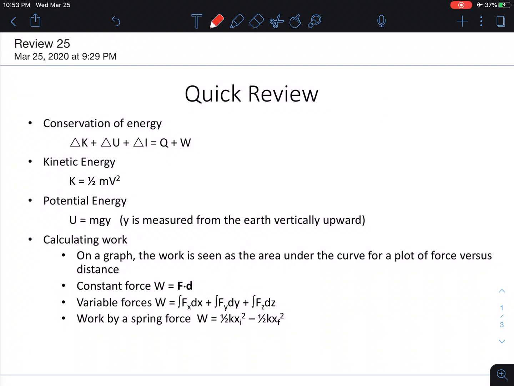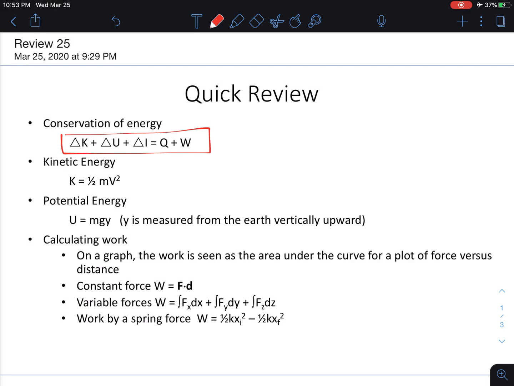Hello everyone. We are going to start with the quick review, and this review covers most of chapter 7, because we are finishing it and I wanted to go over it one last time. But chapter 8 is very related to this, so we are going to see similar terms, similar equations in the next chapter as well. So the first equation is the conservation of energy.